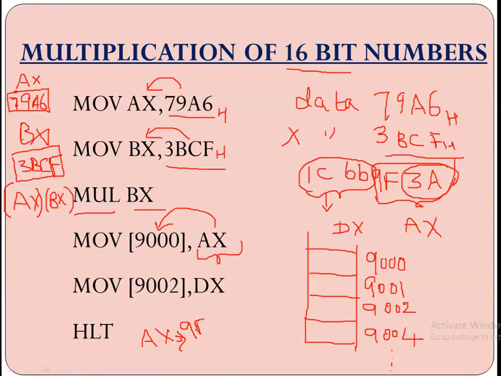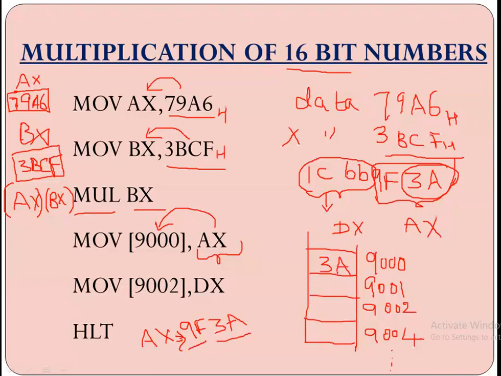9F3A is there in AX. Now, see, this memory location can actually store 8 bits only. So how it will store is, first the lower 8 bits will be stored in the initialized memory location 9000.